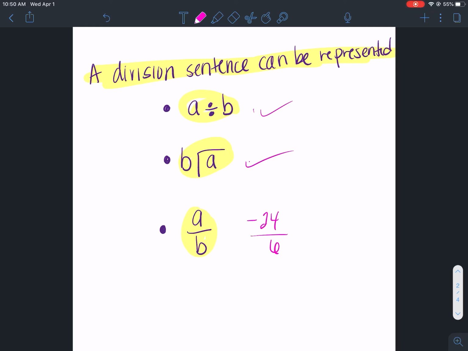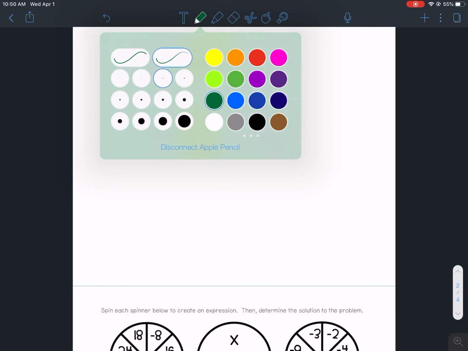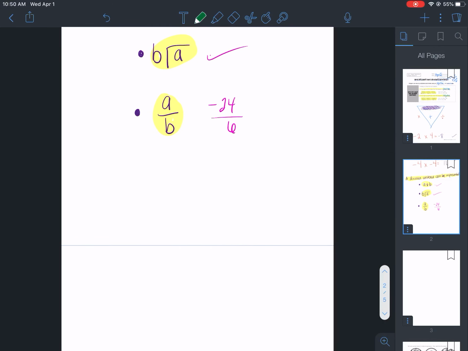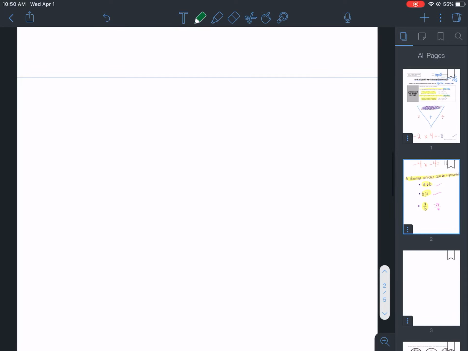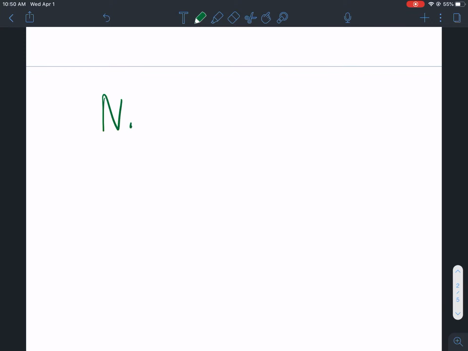So what you are going to do now, just like we did yesterday, is add a page. You're going to work on IXL, and you are going to do N9 and N11. I will also be posting this. N9 and N11. Yesterday, I got a really good question about whether you were doing 6th or 7th grade. You are doing 6th grade.